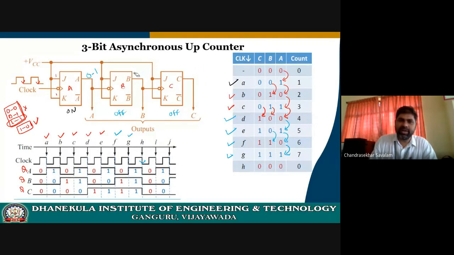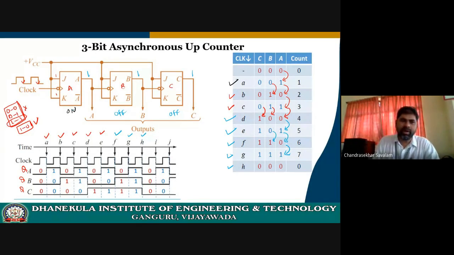Again, now students, one complete cycle is completed: 0, 1, 2, 3, 4, 5, 6, 7. After that, you need to get the initial state again. Let us check that one. So previous states are 1, 1, 1. If you go for the next clock here, what happens?